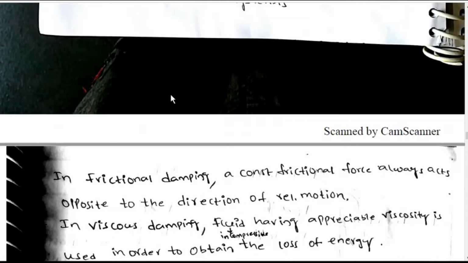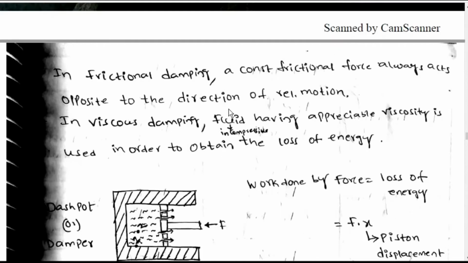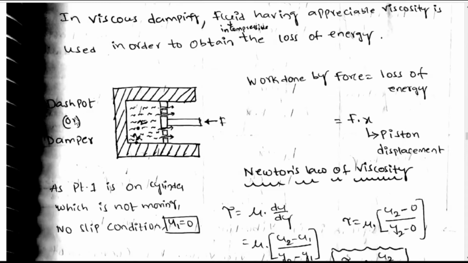Viscous damping is in fluids. In frictional damping, a constant frictional force always acts opposite to the direction of relative motion. In viscous damping, a fluid having appreciable viscosity is used to obtain the loss of energy. Dashpot or damper: work done by force is equal to loss of energy, which is equal to F x piston displacement.